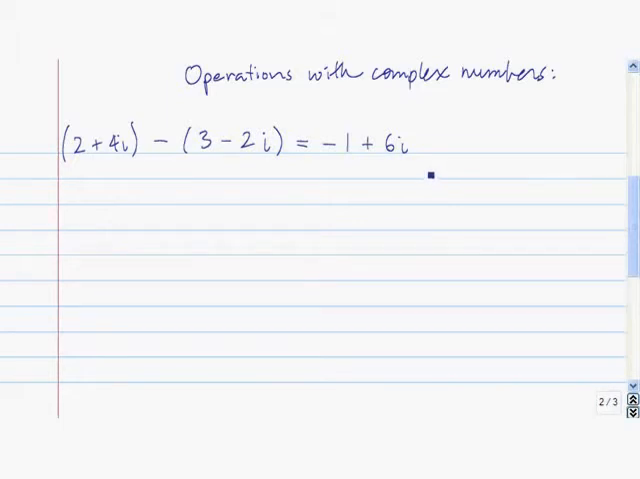We add complex numbers similarly. So the complex number 4 minus i plus the complex number 2 plus 3i is real part 4 plus real part 2, which is 6, imaginary part -i plus imaginary part 3i, and that gives us positive 2i.